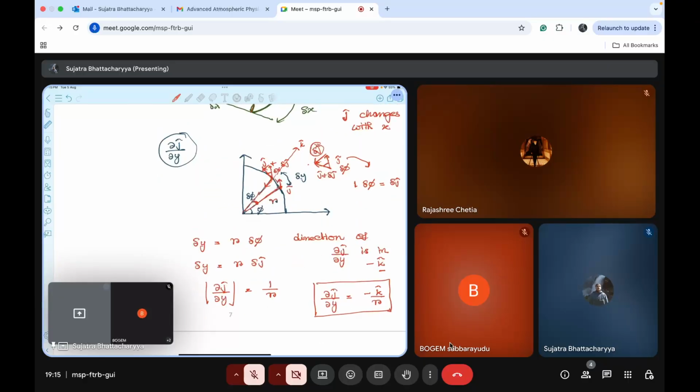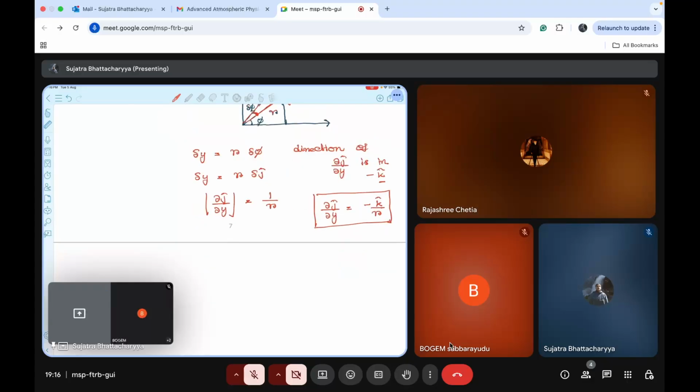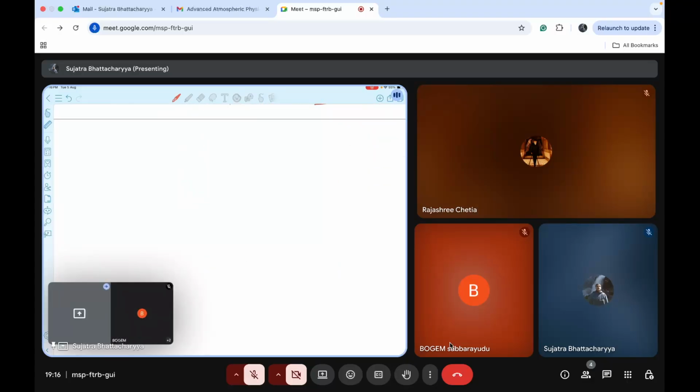Just try to visualize, try to do it on your own. Then only you will understand. Look into this after the problem solving session, if you are really trying to understand how it is happening. Okay, fine. The second one is your delta j hat by delta x.